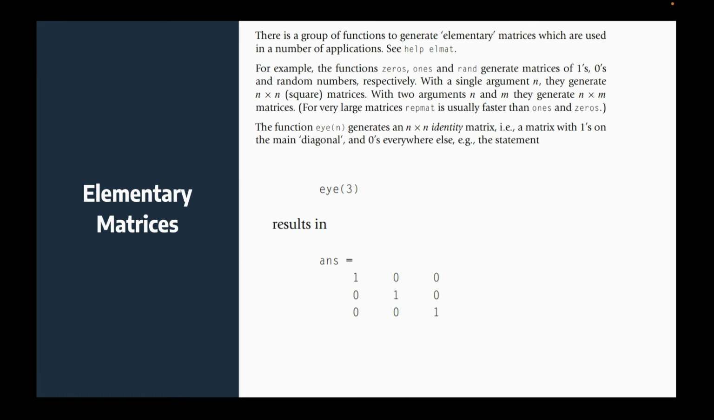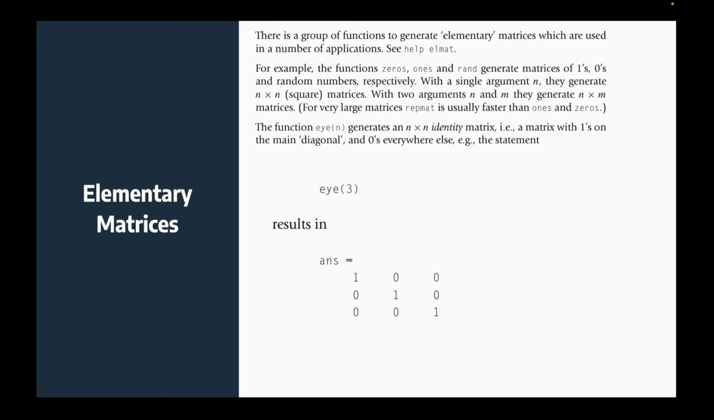Now, the elementary matrices, what are they? They are a group of functions that help you generate initial matrices which are pre-programmed in MATLAB. You can use help elmat to know more about those, but the famous ones are, you can say zeros, you can say ones, and you can say rand, which we used before to generate random numbers, but those will help you to generate certain matrices. You can generate matrices of ones, matrices of zeros, or matrices with random numbers.